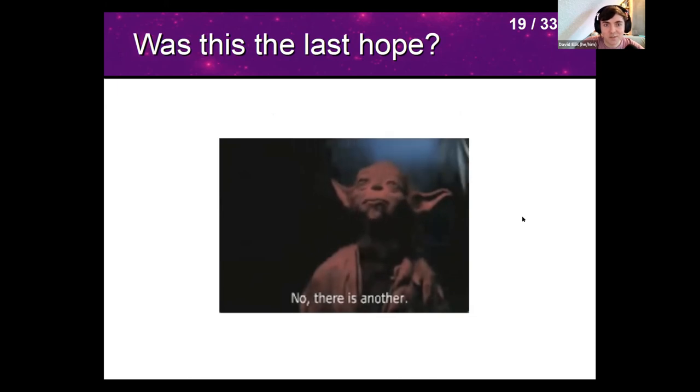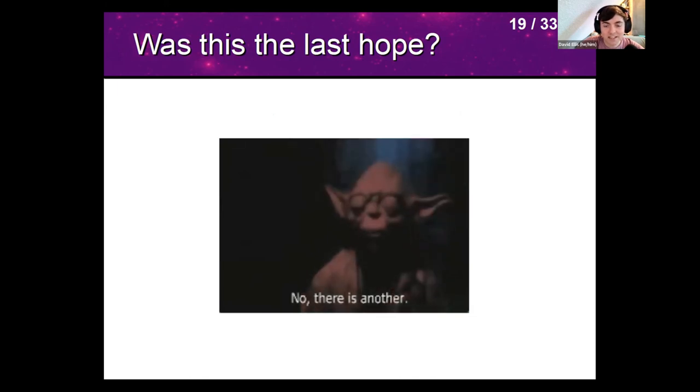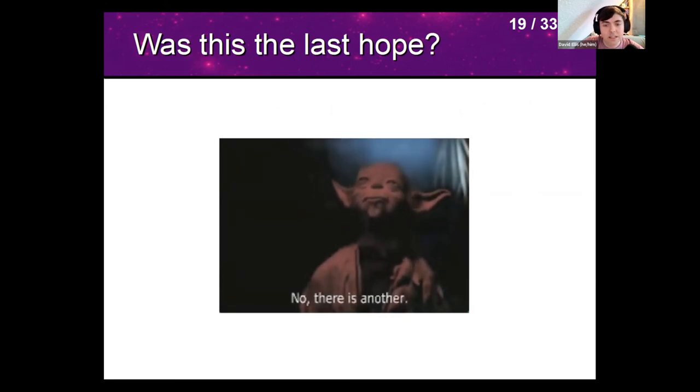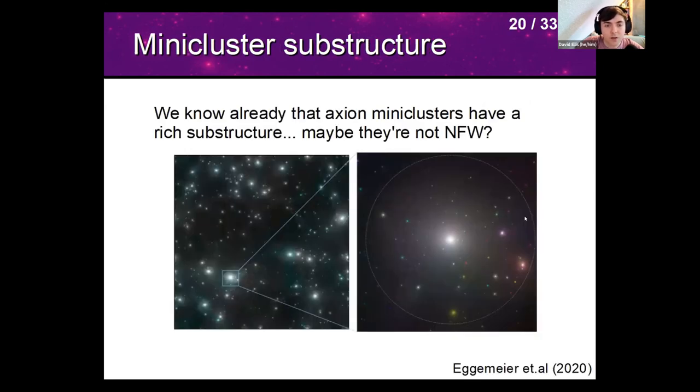So is this the last hope for lensing with axion mini clusters? Well, no, fortunately there is another. That's because we know that axion mini clusters have a very dense, very rich substructure. Up to this point, we've assumed that axion mini clusters are always NFW, that they always produce NFW profiles, but the substructure that forms from these very early forming axion mini cluster seeds may be distinctly different from that.